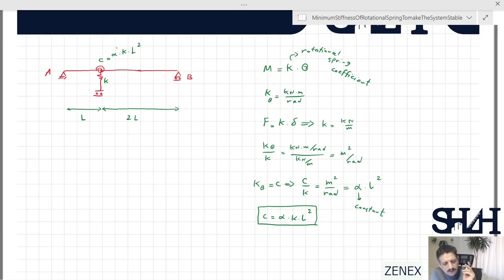If you remember, we solved one example only with the rotational spring and it was completely stable, while with the ordinary spring, it was unstable. Now, the target of this example is to calculate the minimum value of alpha at which the behavior of this system will change from unstable to stable.